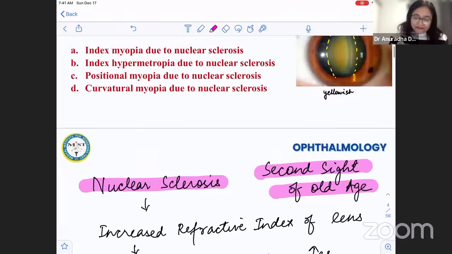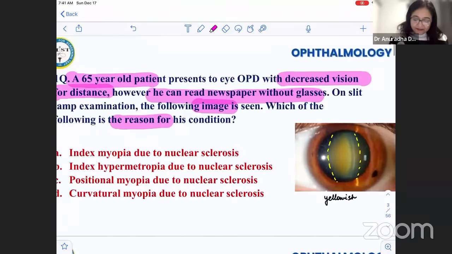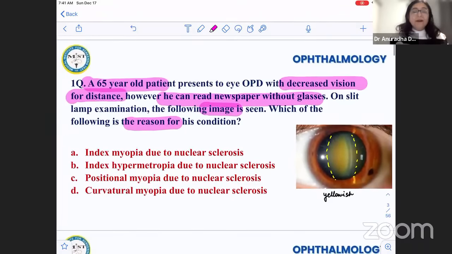Right? So this is your answer. So what is the choice here? What is the reason for this condition? The choice A is your answer. Index myopia due to nuclear sclerosis.